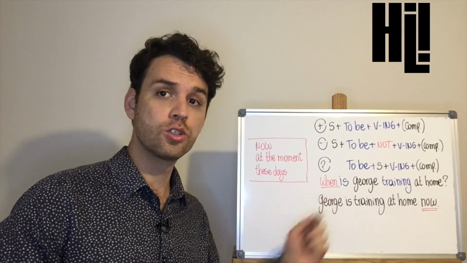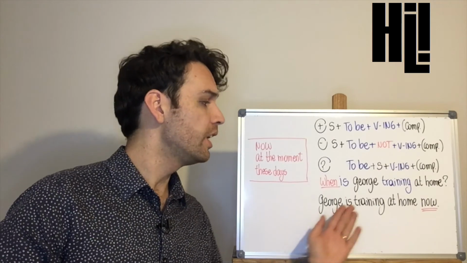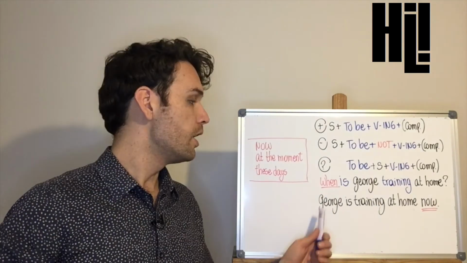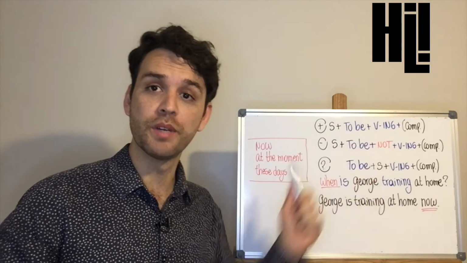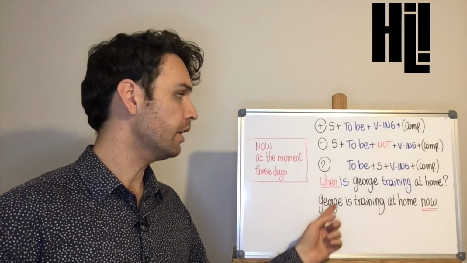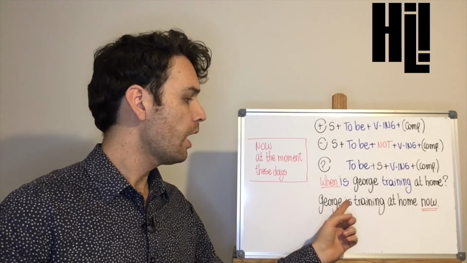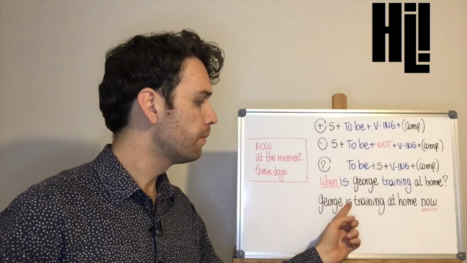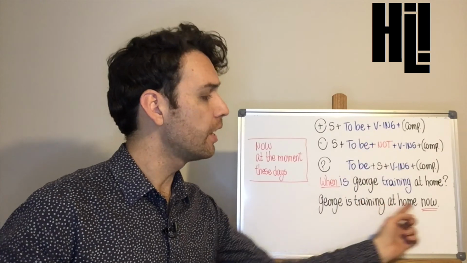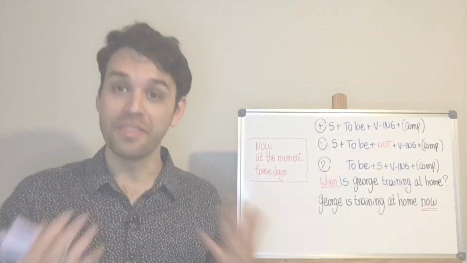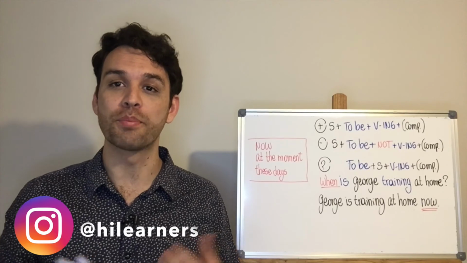When is George training at home? George is training at home now. Notice how we follow the same pattern we have in the affirmative sentence. We have the subject, which is George. After, we have the verb to be. Then we have the verb in its ing form, and then we have the complement. And this is how we formulate sentences in the present continuous.